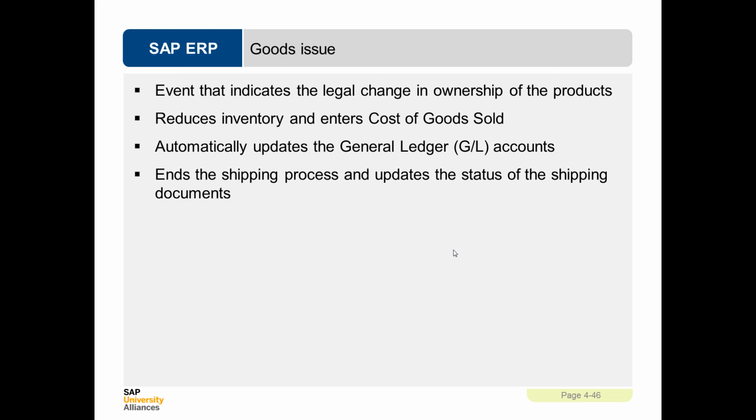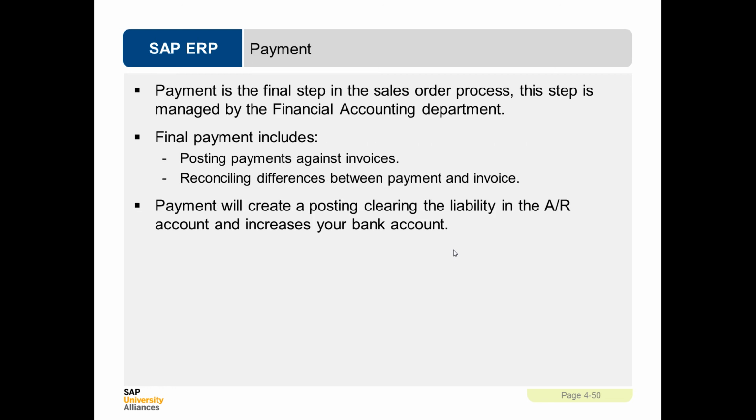The final part, of course, of the fulfillment process is the payment step, when we receive the accounts receivable from the customer. This is where we're going to say the fulfillment process ends, is with the payment. And again, this creates an accounting entry. We decrease accounts receivable and increase our bank account.